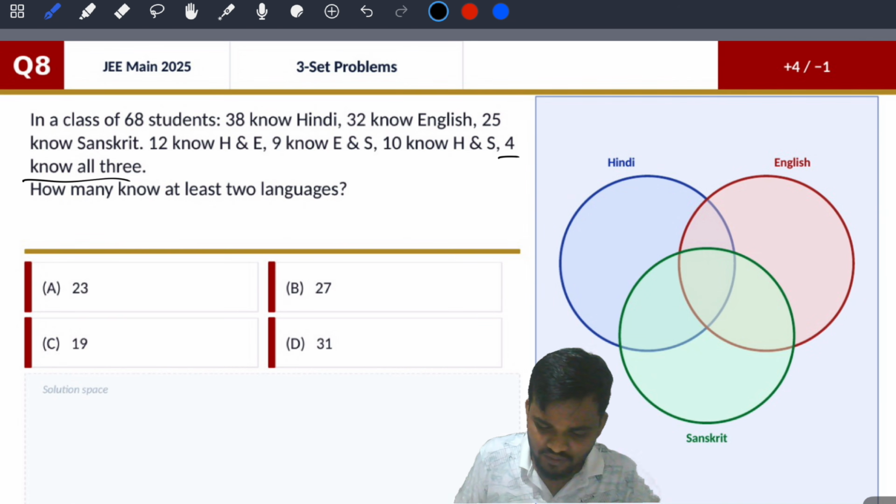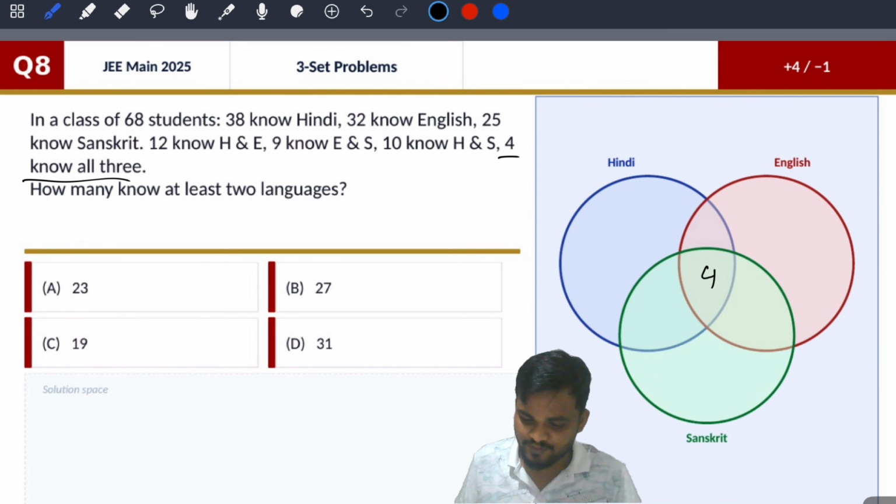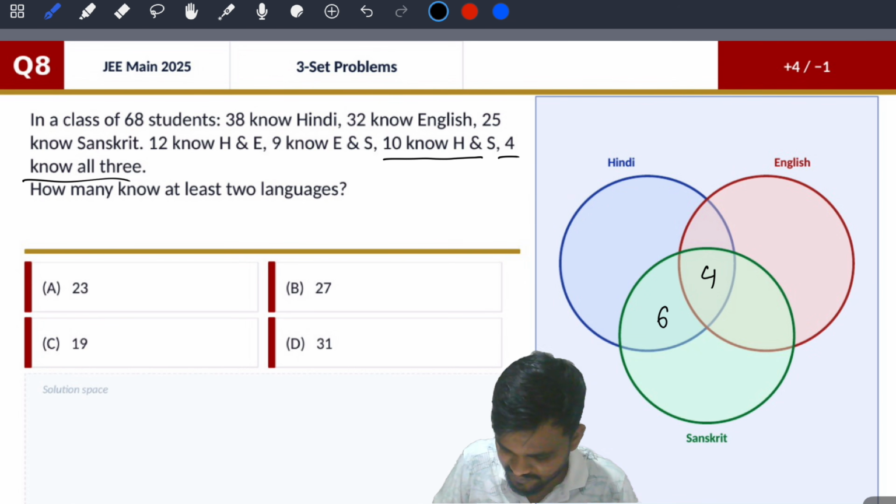Innermost is 4, known in all 3 languages. That means this should be 4. Then 10 know Hindi and Sanskrit. Hindi, Sanskrit. Out of 10, already 4 are gone. That means this is 6.